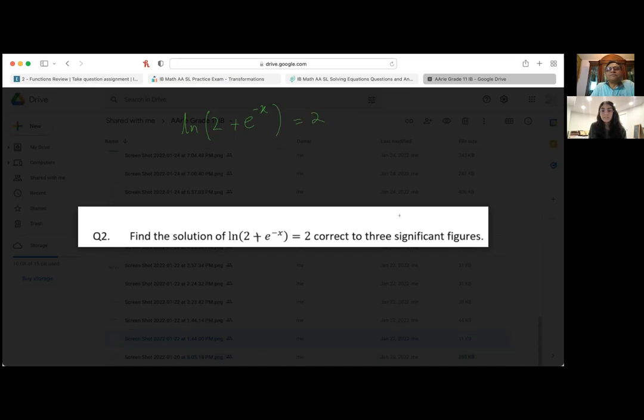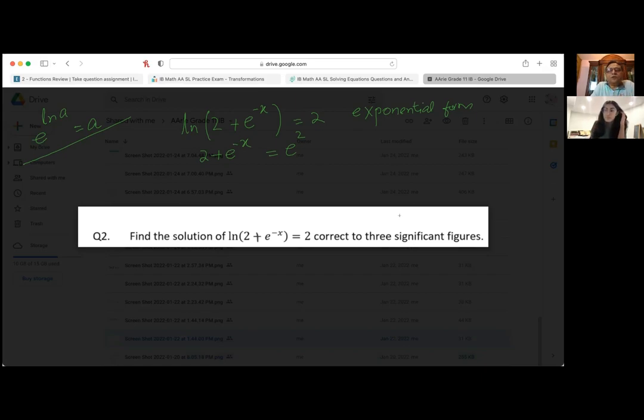So if we're finding the solution, I would take e to the power on both sides, just so that we can remove the ln. Correct. Yes. So writing it in exponential form. So we get 2 + e^(-x) = e^2. Is that clear to you? Yes, because of the rule that e to the power of ln a will be equal to a. Yeah, they are reciprocal functions.